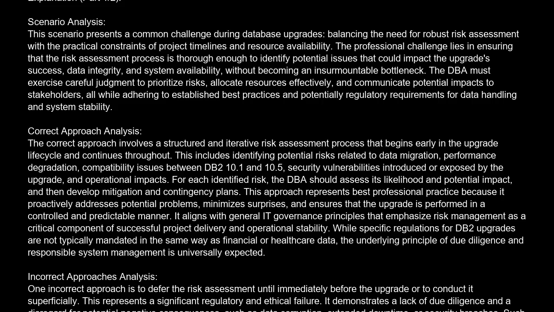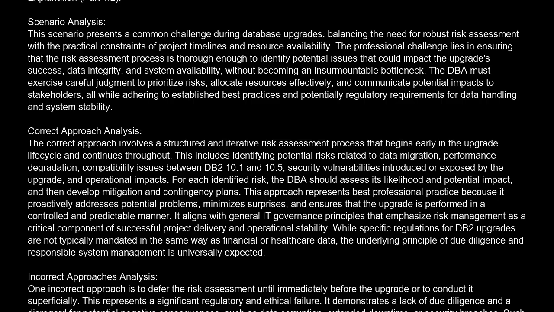This approach represents best professional practice because it proactively addresses potential problems, minimizes surprises, and ensures that the upgrade is performed in a controlled and predictable manner. It aligns with general IT governance principles that emphasize risk management as a critical component of successful project delivery and operational stability. While specific regulations for DB2 upgrades are not typically mandated in the same way as financial or healthcare data, the underlying principle of due diligence and responsible system management is universally expected.